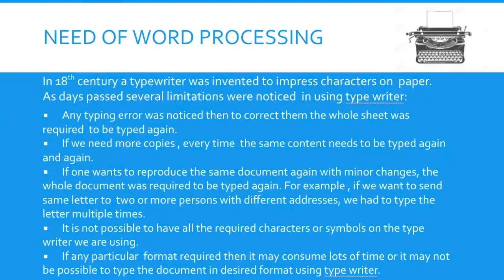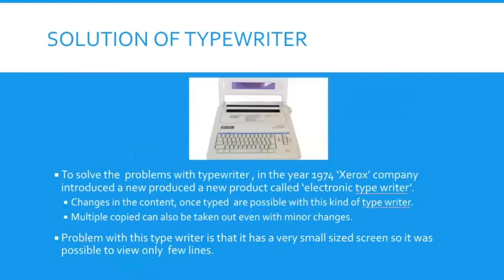If one wants to reproduce the same document again with minor changes, the whole document was required to be typed again. For example, if you want to send the same letter to two or more persons with different addresses, we have to type the letter multiple times. It is not possible to have all the required characters or symbols on the typewriter we are using. If any particular format is required, it may consume lots of time, or it may not be possible to type the document in the desired format using a typewriter.